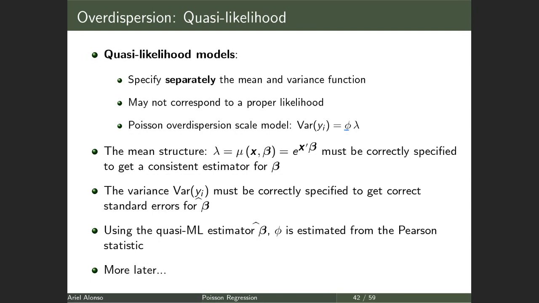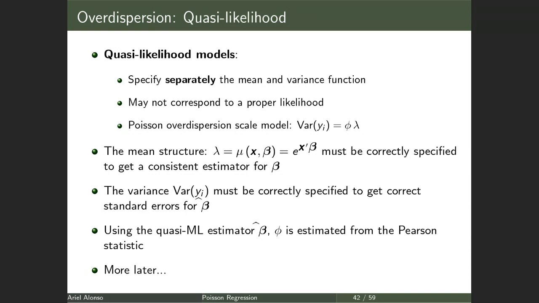Now, the mean structure, which is given here by the response function, again, must be correctly specified if you want to get consistent estimators for beta. So to get correct inference for beta, you need to make sure that the mean structure is correctly specified. Now, the variance function over here must be correctly specified to get correct standard errors for beta. So if you want to get not only correct estimators, but correct standard errors, then the variance needs to be correctly specified as well.